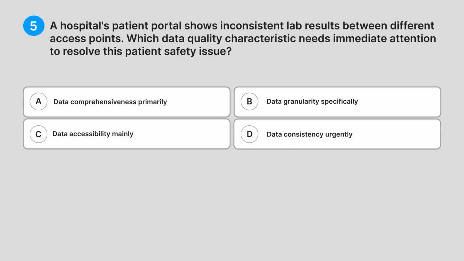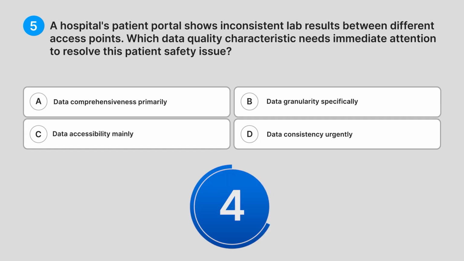5. A hospital's patient portal shows inconsistent lab results between different access points. Which data quality characteristic needs immediate attention to resolve this patient safety issue? A. Data comprehensiveness primarily. B. Data granularity specifically. C. Data accessibility mainly. D. Data consistency urgently. Can you guess the answer?